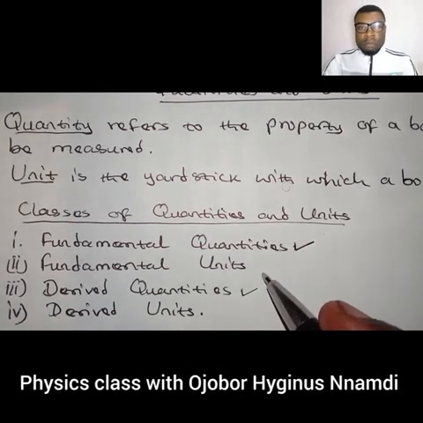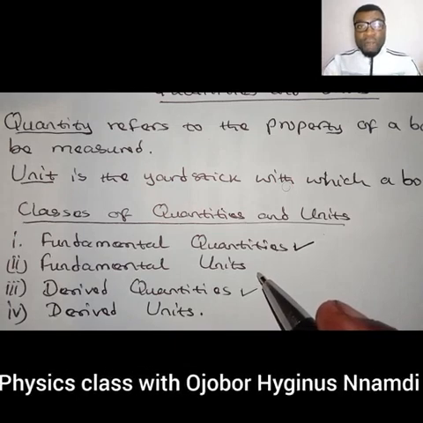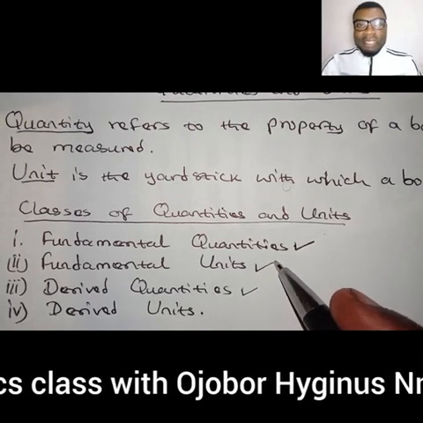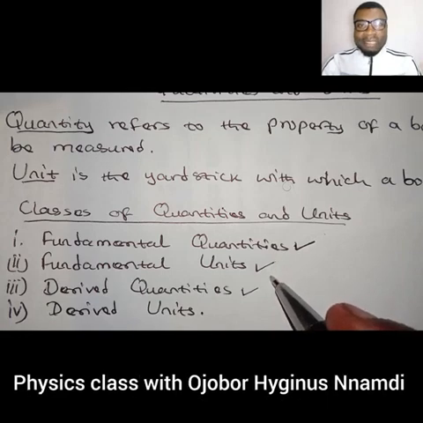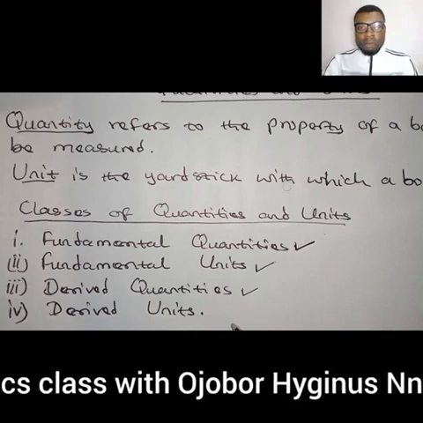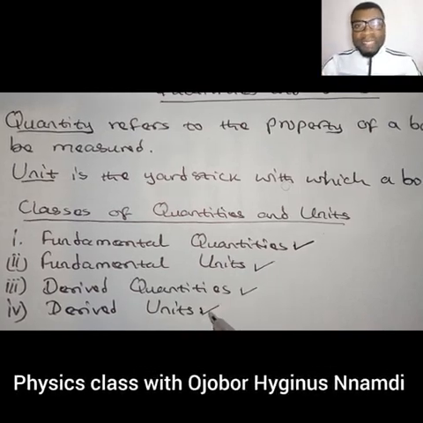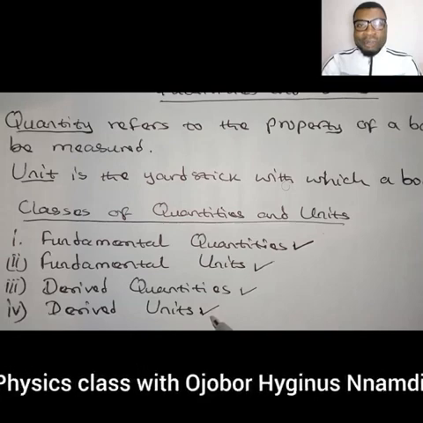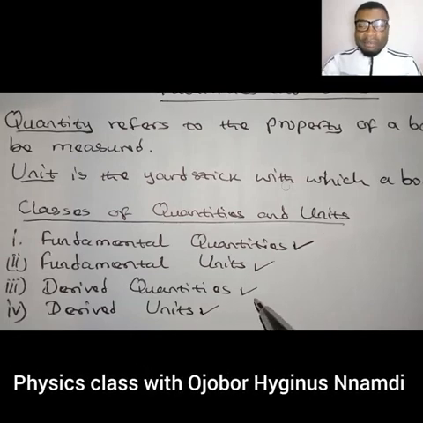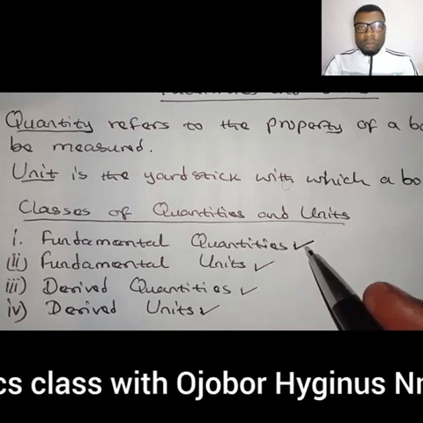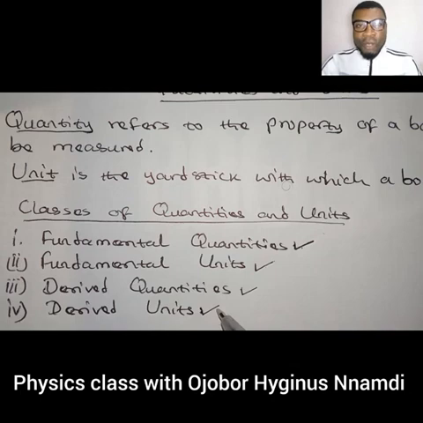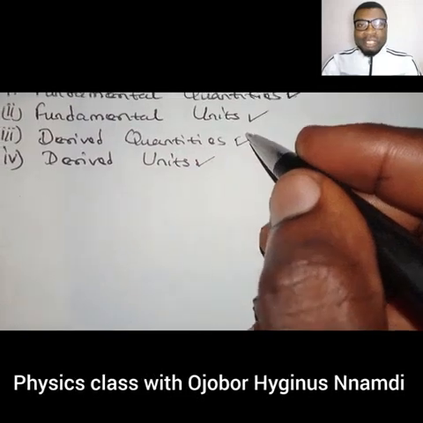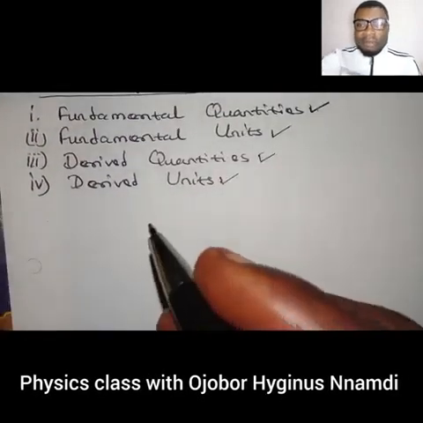In the same way we define fundamental quantities, we can define fundamental units. Fundamental units are those units that are independent of any other unit. They do not depend on any other unit. They exist on their own. While derived units are those units that are gotten from the combination of two or more fundamental units. So it means that fundamental units are the units of fundamental quantities, while derived units are the units of derived quantities. Having known this, let us go further to look at examples of fundamental quantities and units.